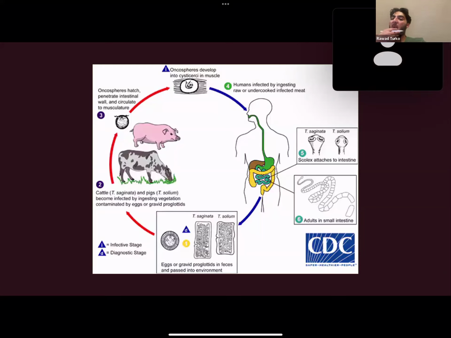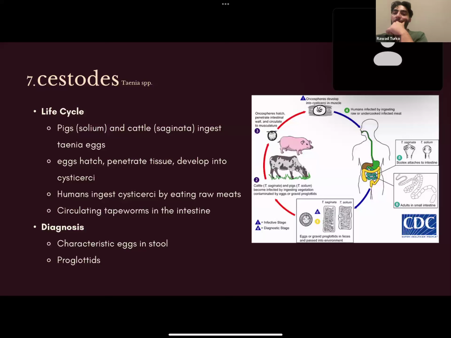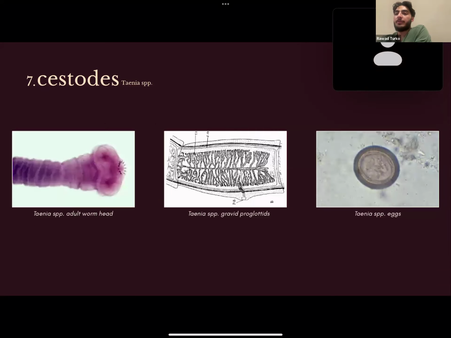Okay, makes sense. So this one's a very simple disease. It's just you're eating raw meats. This raw meat has cysticercae. These cysticercae are going to hatch. They're going to develop into mature worms in your intestinal tract. So again, this is the life cycle. I'm not going to read it again, but the diagnosis is made through characteristic eggs in stool or proglottids or gravid proglottids. This is what the Taenia species looks like.